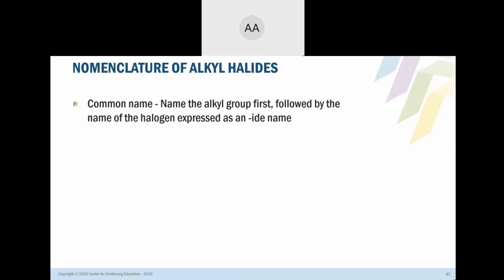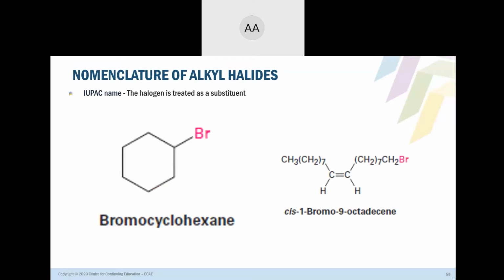Common name of the alkyl group comes first. It's followed by the name of the halogen, and it's expressed as IDE at the end. Ethyl chloride, ethyl fluoride, isopropyl iodide, sec-butyl bromide. So, bromocyclohexane, cis-1-bromo-9-octadecene. Very long name. Always treat the halogen as a substituent, which means it's added to the beginning of the name.